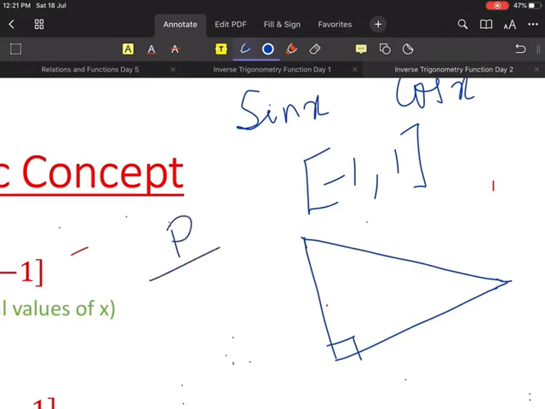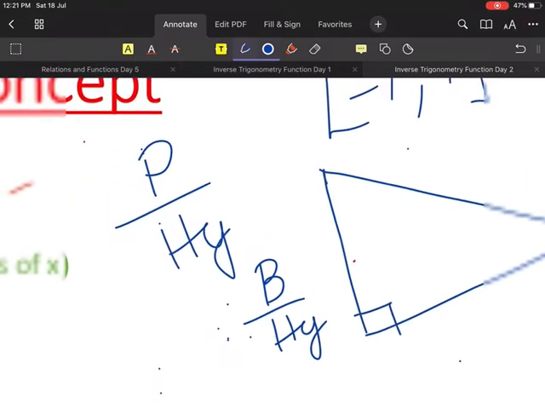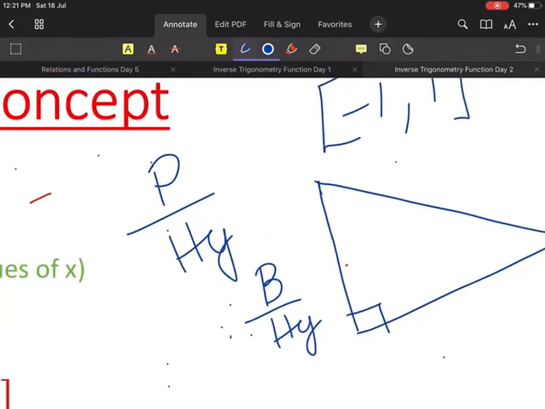One by one, I'm going to explain. Another thing. Sin x is given by perpendicular by hypotenuse. Very good. Yes or no? And cos x is given by base by hypotenuse. Yes or no? Very good.